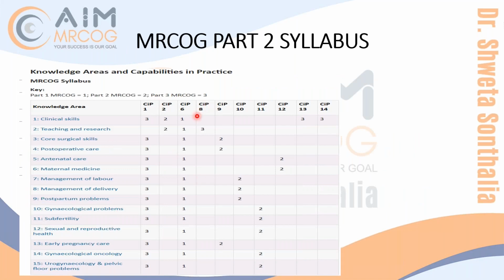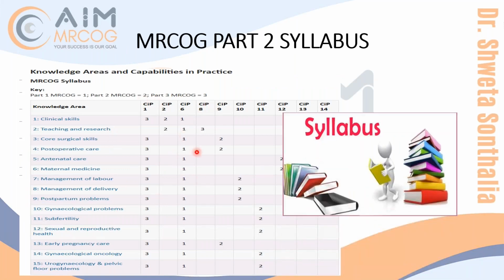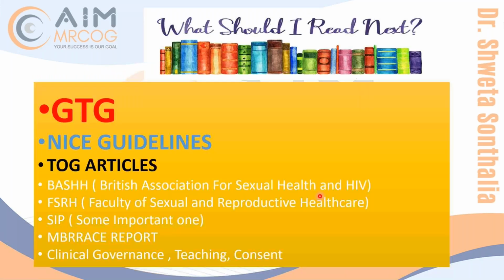Okay, so this is the syllabus. You all know these are all the modules. The syllabus is vast and we have to be really smart and hardworking to finish it on time and revise at least 3 times before the exam. What we should read, we almost all know: GTG, we have to read NICE, TOG articles, BASH, FSRH, SIP, MBRRACE report of the last 2 years, and clinical governance, teaching and consent.